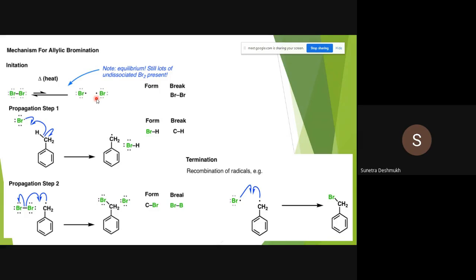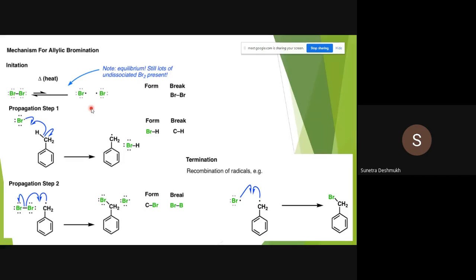Bromination of the benzylic methyl group. That one we will do first: how Br2 will add by a free radical mechanism to the benzylic methyl group. That one we do.